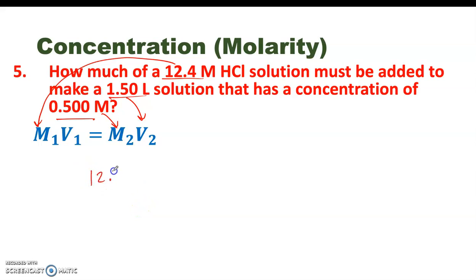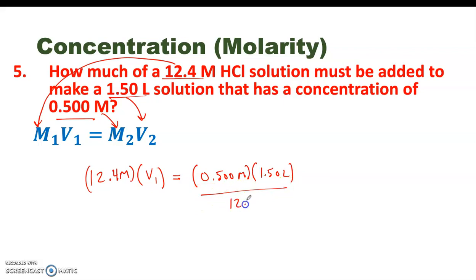So let's take a second to do this now. Okay, how much of this initial 12.4 molar do I need? I've got to dilute it up to 1.5 liters, and everything's 3 sig figs now, so just keep that in mind. Now I divide by 12.4 to this side, which gets rid of that. The molarity cancels out, so my final units are going to be liters.